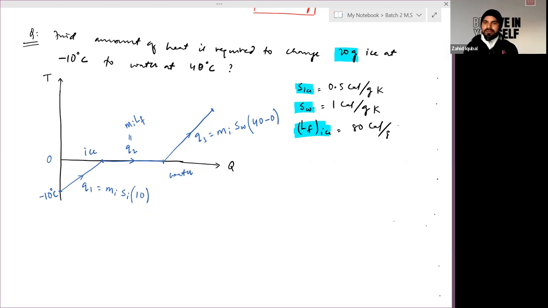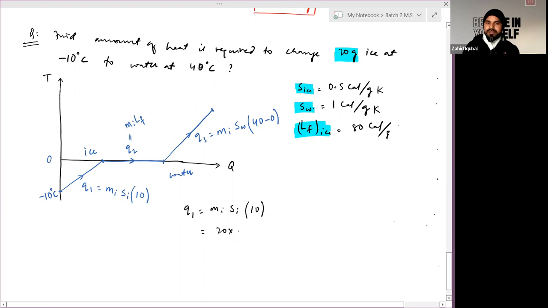Asma, you have solved? Just see, Q1 equals mass of ice times specific heat capacity of ice times change in temperature. The mass of ice given is 20 gram. Specific heat of ice is 0.5, multiplied by 10. So 20 into 5 is 100. So Q1 will be 100 calorie.